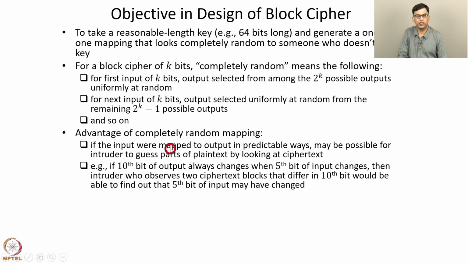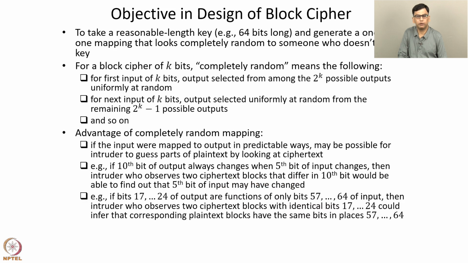An example of a predictable mapping is as follows. Suppose the 10th bit of the output always changes when the 5th bit of the input changes. Then the intruder who observes two ciphertext blocks that differ in the 10th bit would be able to find out that the 5th bit of the input may have changed. So in this way, the intruder gets some information about the plain text, but we don't want the intruder to get any information about the plain text whatsoever.